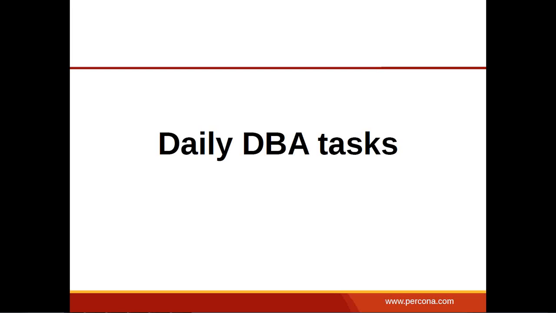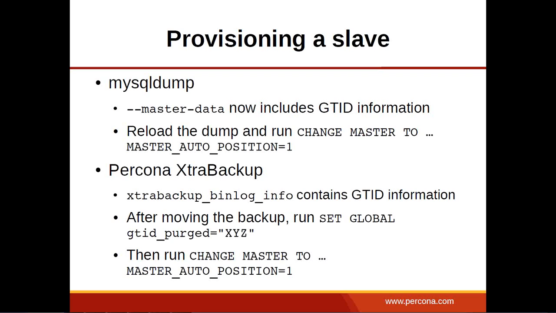When you're using mysqldump, you can still use --master-data to have a backup on the master. If you're using this option with mysqldump version 5.6, it will include GTID information. So when you reload the dump, you'll be ready to use GTID replication. The only thing you'll have to do then is to use CHANGE MASTER TO with MASTER_AUTO_POSITION equals 1. So that's pretty easy.